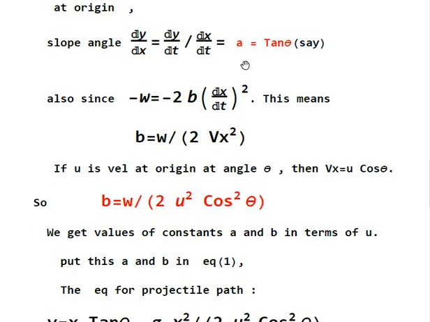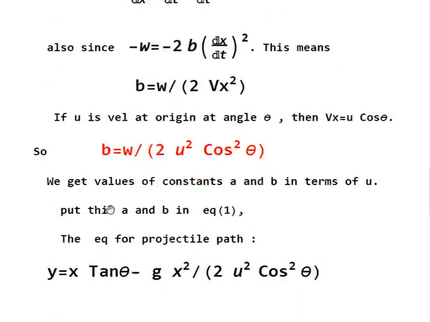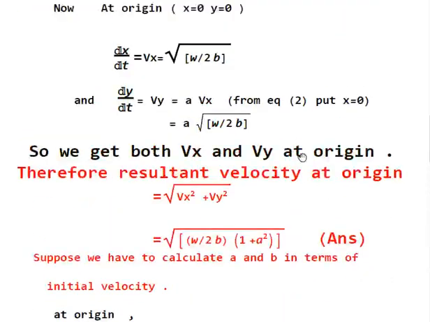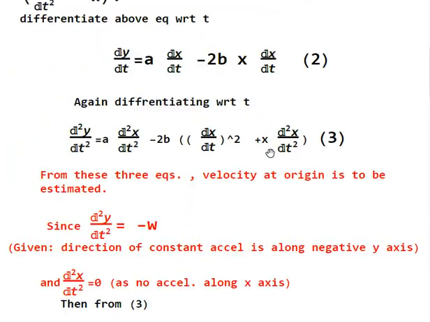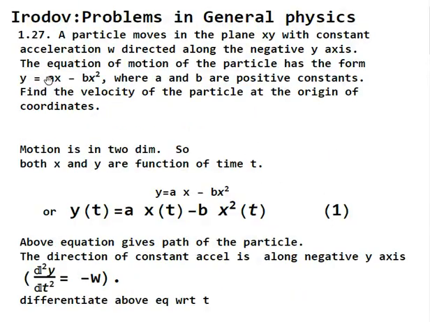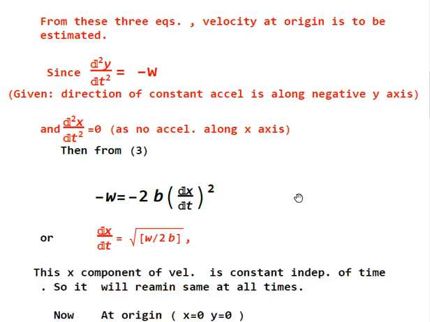So now we see these two values a and b, and if we put these two values a and b in equation 1, we get the projectile path in terms of initial velocity. If we put a and b, we can find the projectile path here.